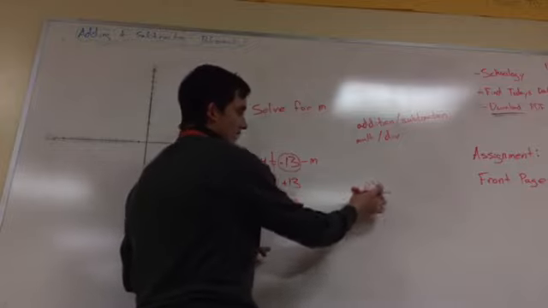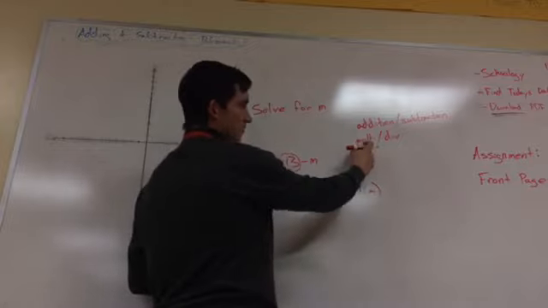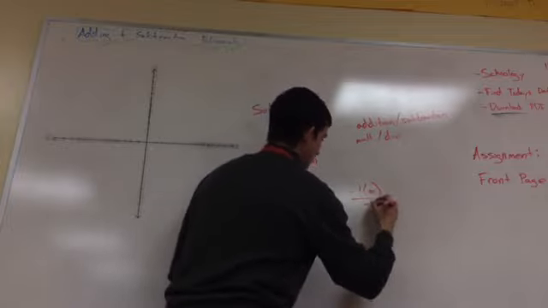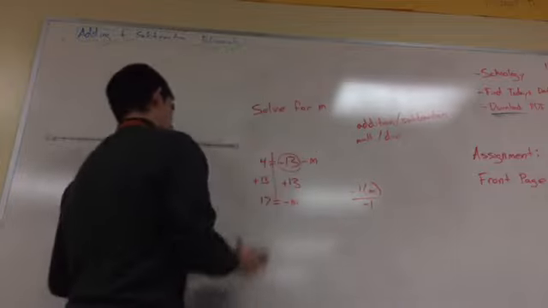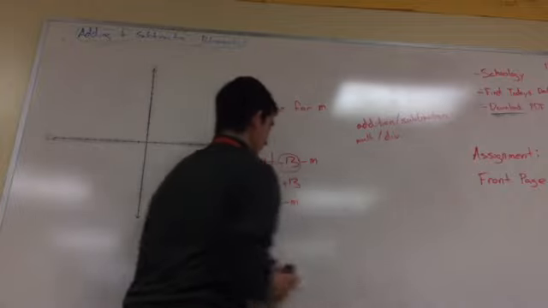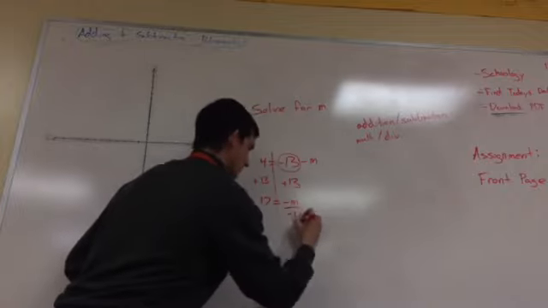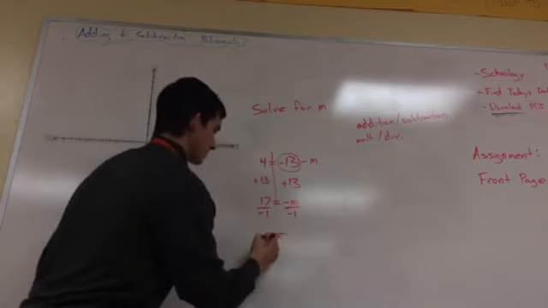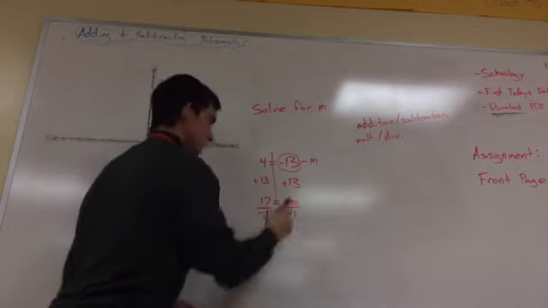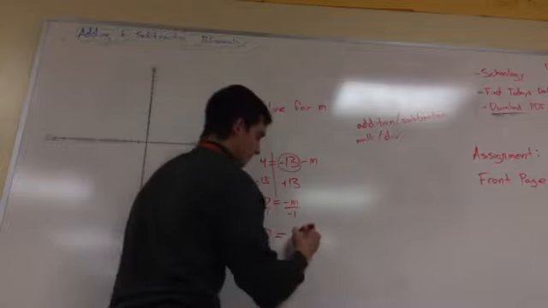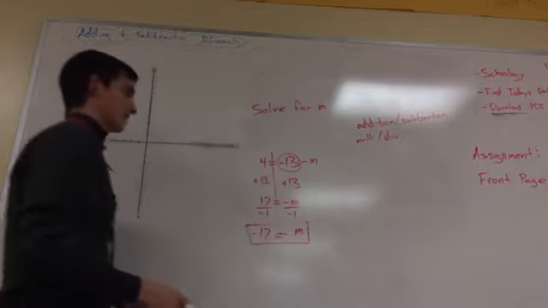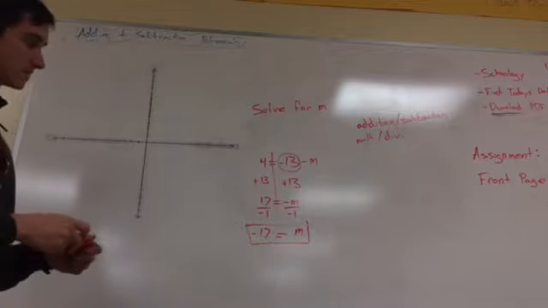If you have negative 1 times m, then the opposite of multiplying is division. So you're going to have to divide by negative 1 on both sides. So what we're doing here is we're dividing by negative 1 on this side and on the other side. So 17 divided by negative 1 is negative 17. Negative m divided by negative 1 is positive m. Okay? So m equals negative 17.